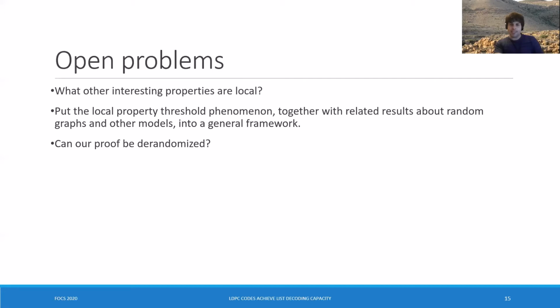Another question is whether our proof can be de-randomized. We'd like to understand whether any deterministic construction can take the role of a Gallager code in our proof. That would effectively de-randomize the construction. And in particular, this may be helpful in solving our original motivating problem, which is finding a linear time list decodable capacity achieving code.